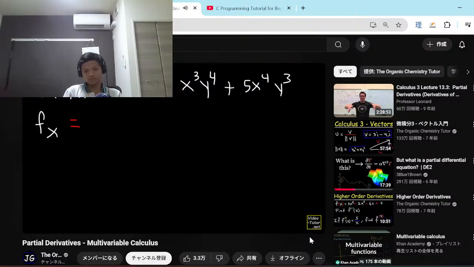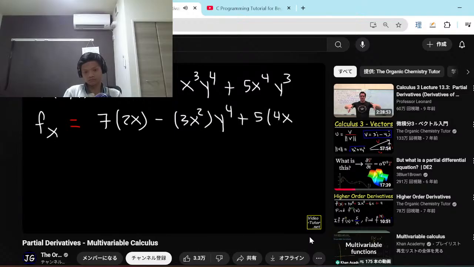So what is the derivative of x squared? The derivative of x squared is 2x. Now what about the derivative of x cubed? We know it's 3x squared. Now y, we're going to treat as a constant, so we're just going to rewrite it. The derivative of x to the fourth is 4x cubed. And then we won't change the y to the third. So that's how you can find the first partial derivative with respect to x.